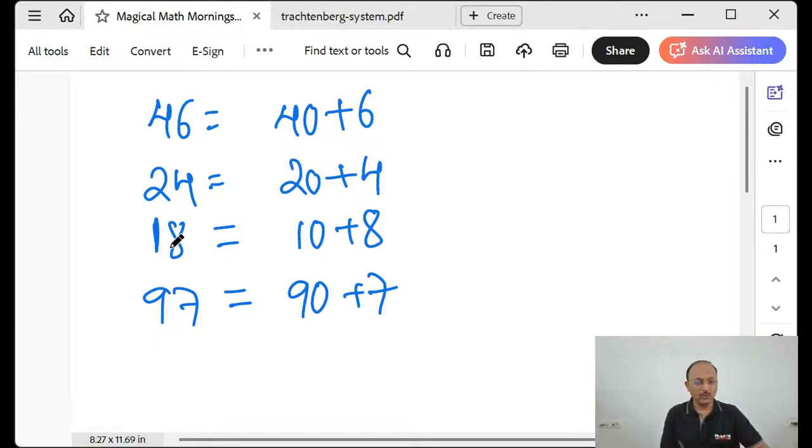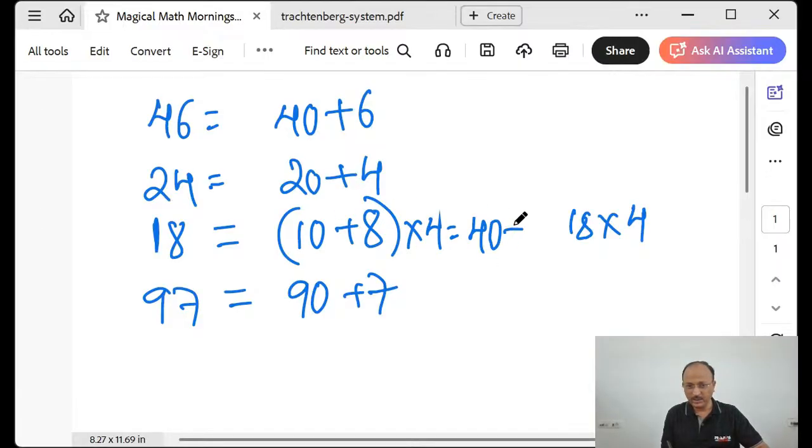And suppose we want to multiply 18 into 4. What will I do? In my mind, I will split 18 as 10 plus 8 and then multiply by 4. So what do you get? 10 fours are 40, 8 fours are 32. You add these two, 40 plus 32, you will get 72. But do we need to write everything like this? No. This calculation we are going to do in mind.